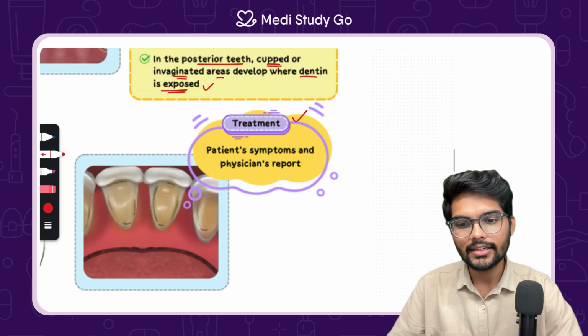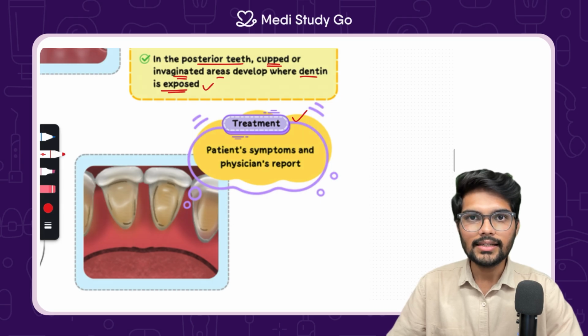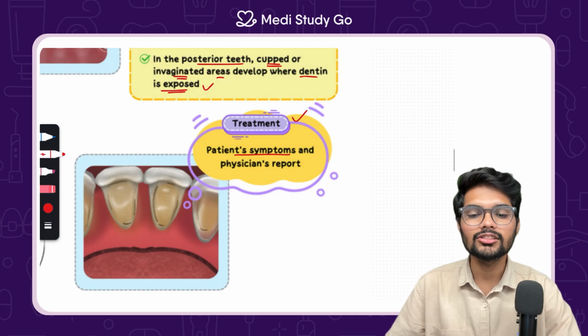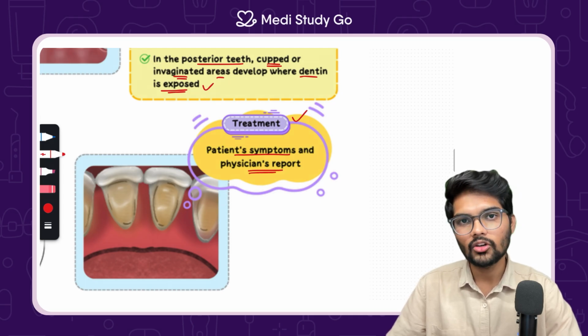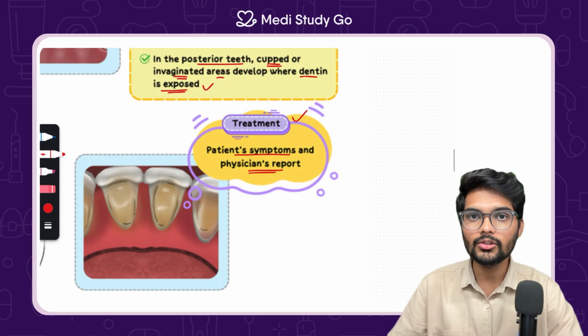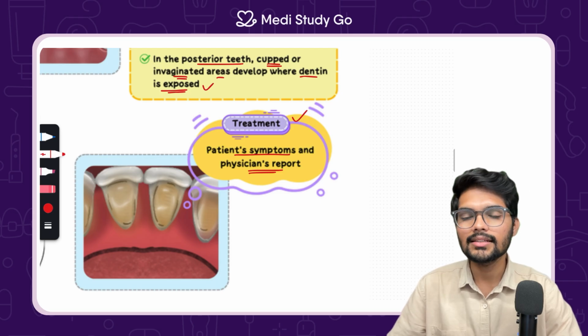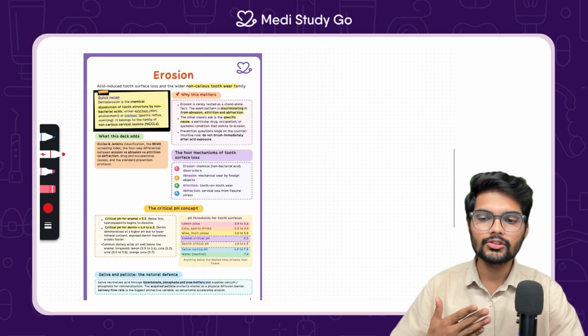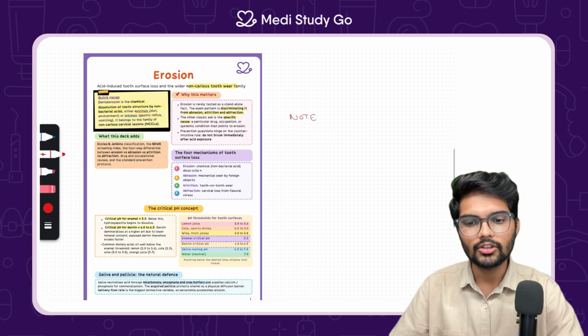And let us go through the treatment. So the treatment basically includes the patient's symptoms, and it is based on the physician's report, because like we studied in non-carious lesions, it is more important to treat the cause and not just the symptoms. Now let us go through these notes which are going to help us revise this topic.